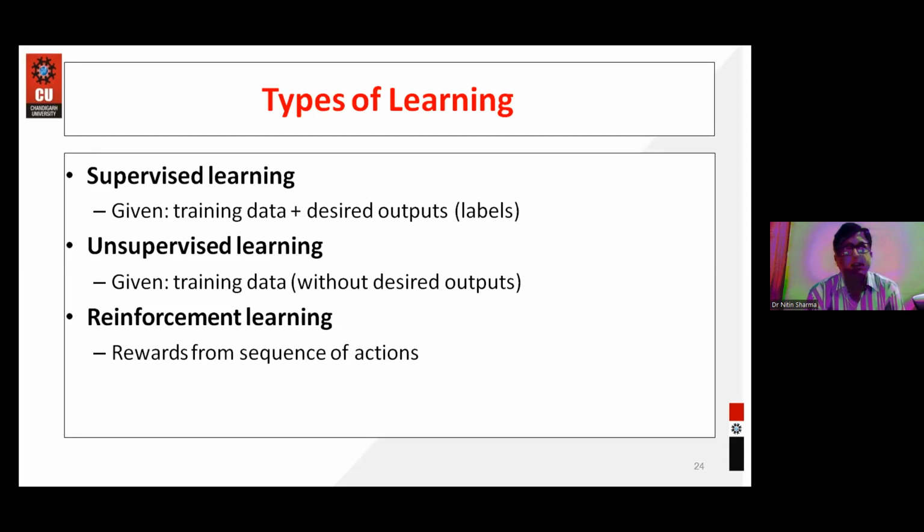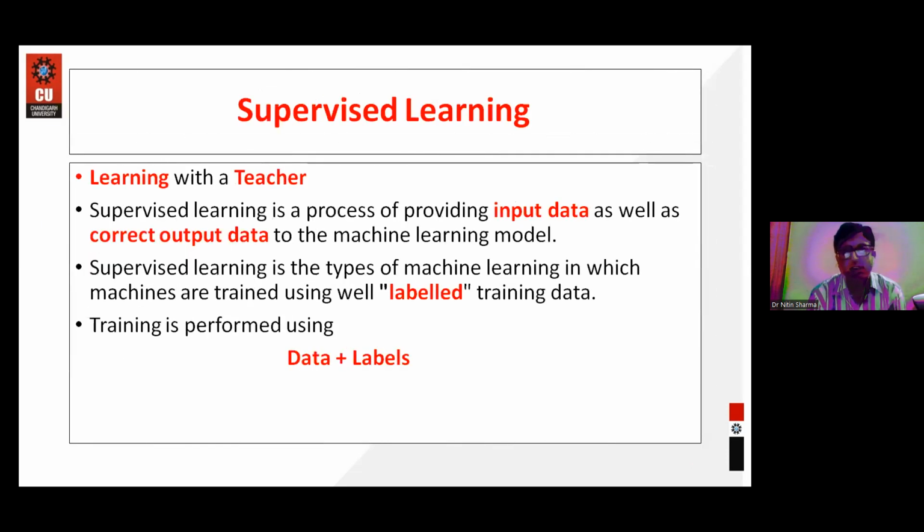For example, if somebody is playing chess and he is able to defeat the other person, the final victory would be based on the actions, the steps he has taken, the various moves he has made. It's not because of a single move, right? So reinforcement learning is a learning in which we do not depend upon a single step. It's a sequence of actions being done so that the machine can learn. Now we'll focus on supervised learning. It's learning with a teacher.